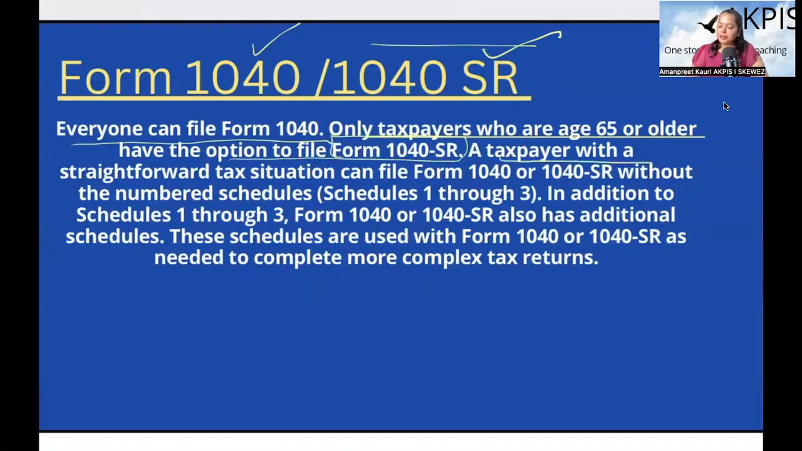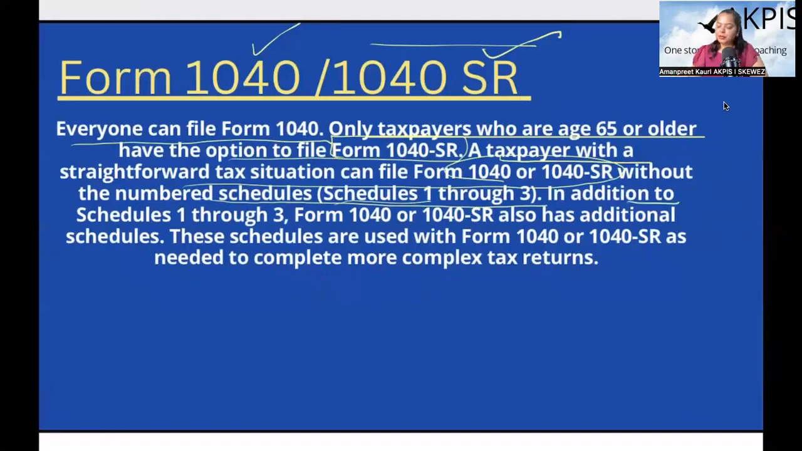So any taxpayer with a straightforward tax situation can file either of these two forms without the numbered schedules, Schedule 1 through 3. That means if you're an individual, you can file your income tax return and the schedules need not be numbered, as such. This is Schedule 1, Schedule 2, Schedule 3. So basically they support your return. So they are not compulsory, right?